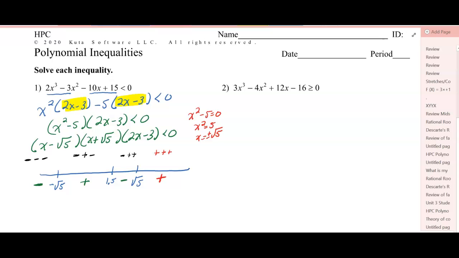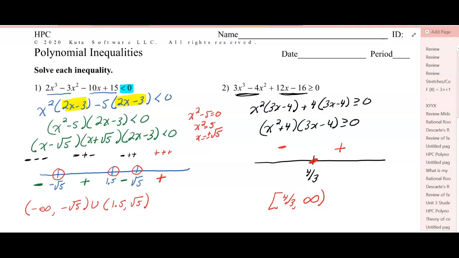So the goal was to find when this inequality was less than 0, so a strict less than. So you cannot be any of these points, so I'm going to use open circles. So I'm looking for negative, so negative infinity to negative root 5, union 1.5 to root 5. I'm going to pause the screen, and if you want to try problem number 2, go ahead and try problem number 2.